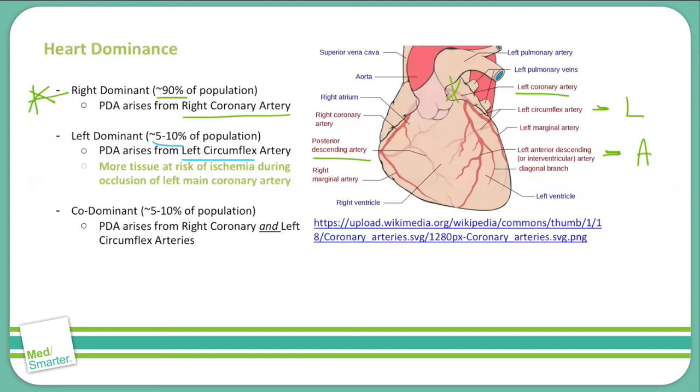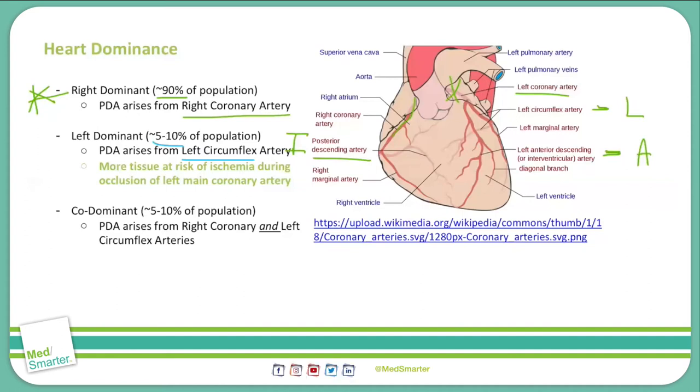But luckily, this patient's right heart dominant, so they still have some blood supply through their right coronary artery into the posterior descending artery. And the posterior descending artery, as you'll recall, supplies the inferior aspect of the left ventricle. So in the setting of a left main coronary artery occlusion, this right heart dominant patient would still have some residual left ventricular function, okay?